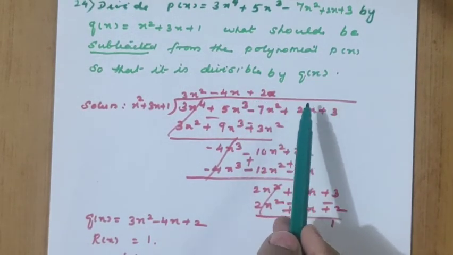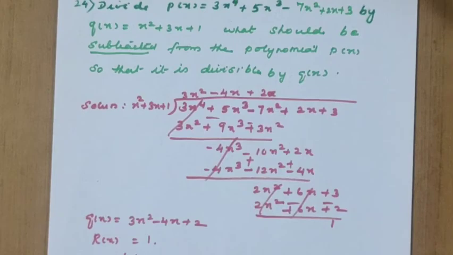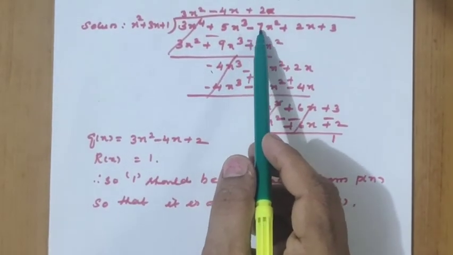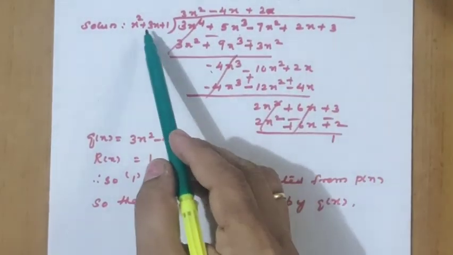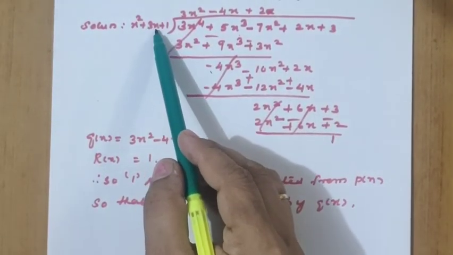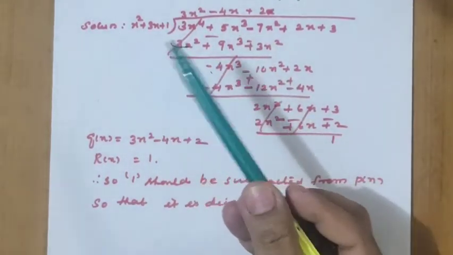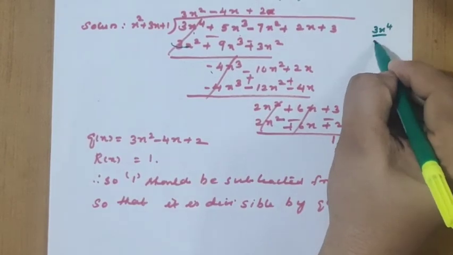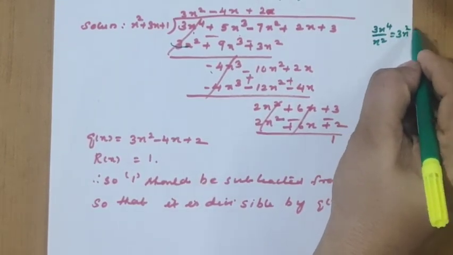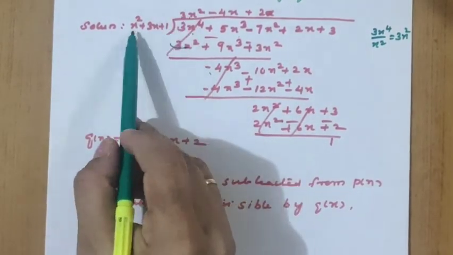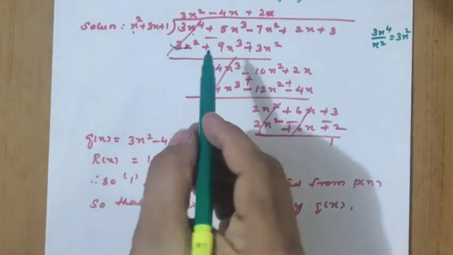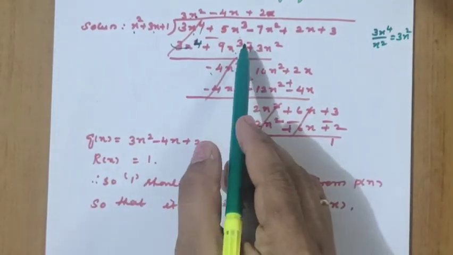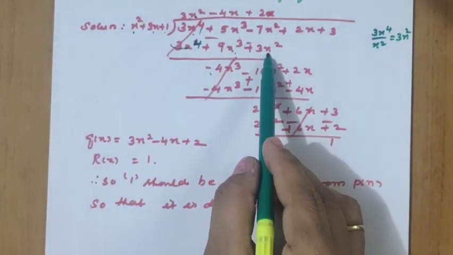So we must calculate what is the remainder in the question. So the dividend is 3x raised to 4 plus 5x cube minus 7x square plus 2x plus 3. We should divide it by x square plus 3x plus 1. Now what is the first term? 3x raised to 4. So we should do 3x raised to 4 by x square. It is equal to 3x square. So 3x square multiplied by x square will be 3x raised to 4 only. Again 3x square into 3x is 9x cube. 3x square into 1 is plus 3x square.